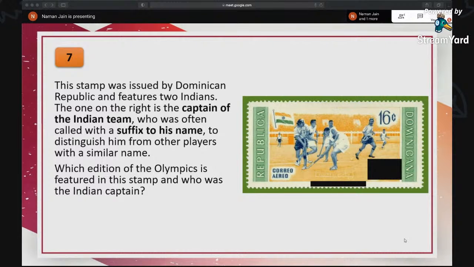So stamp, Indian, suffix to his name, captain of the Indian team, and which edition of the Olympics. Okay, just a second.